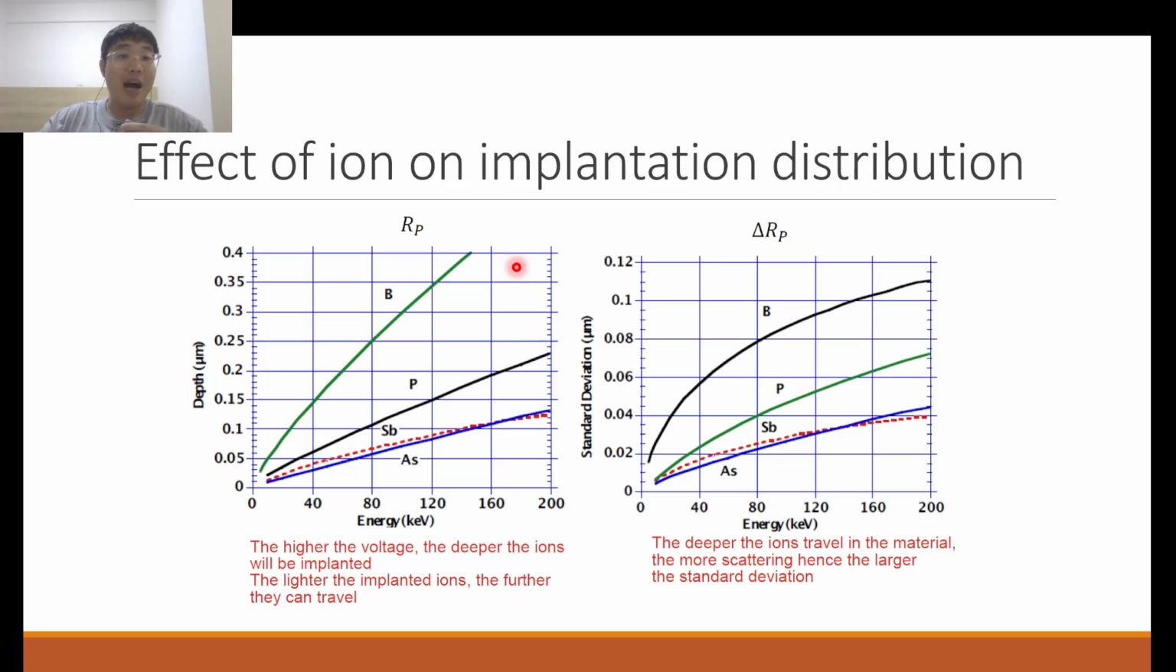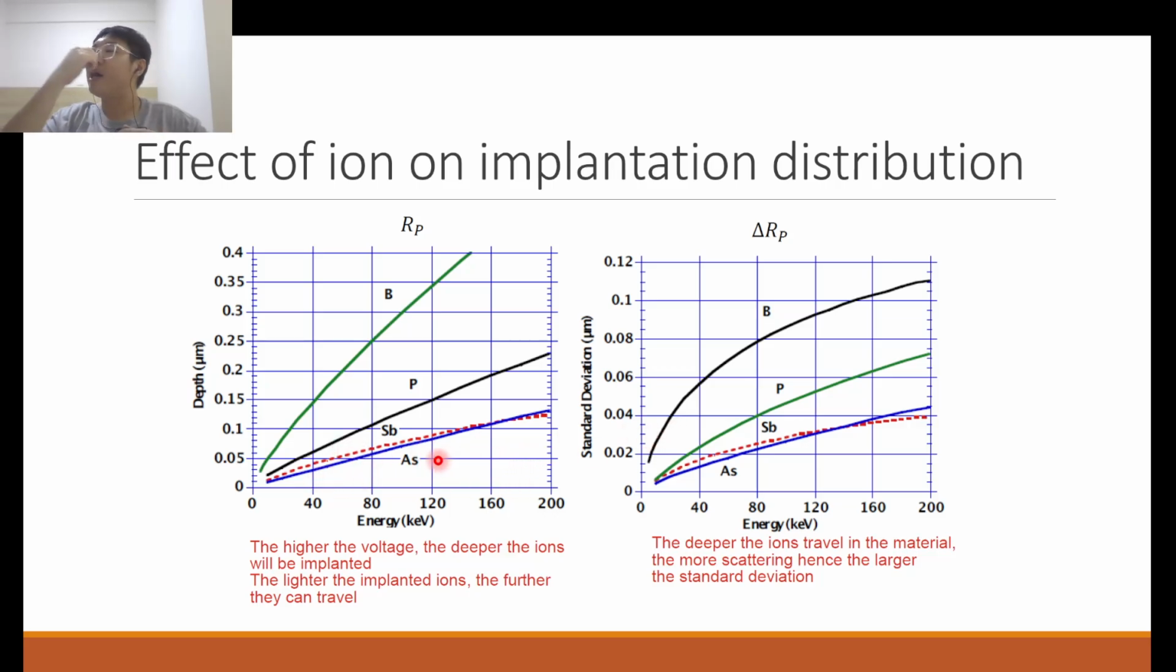So of course, the kind of ion that we use, right, affects the implantation distribution. So the lighter your ion, right, the deeper your ion can penetrate inside the material because it is lighter and moving faster, right? So the further they can travel in. And of course, the higher your voltage, the deeper your ions will be implanted.